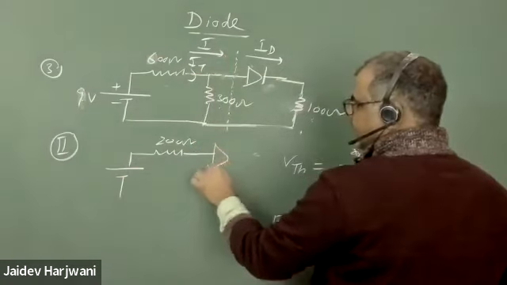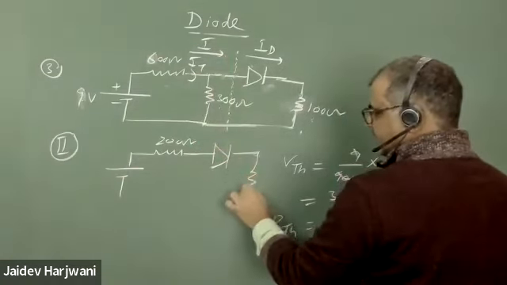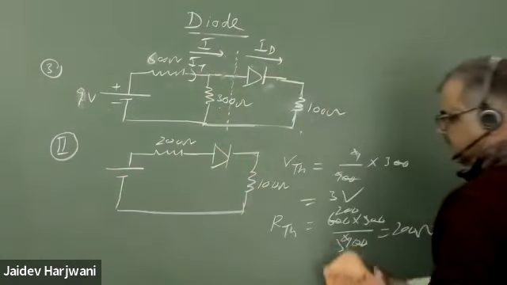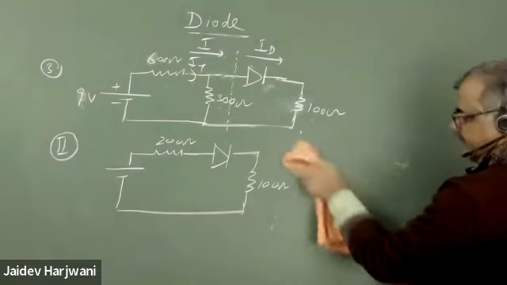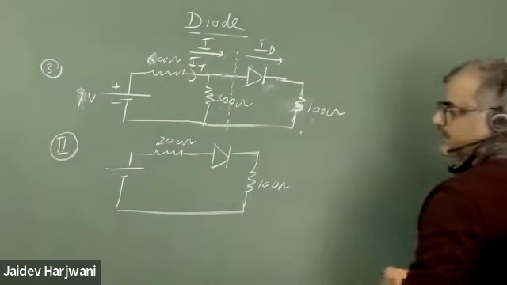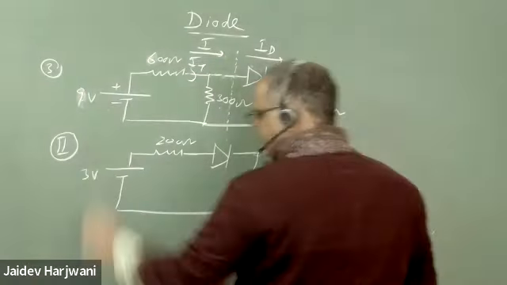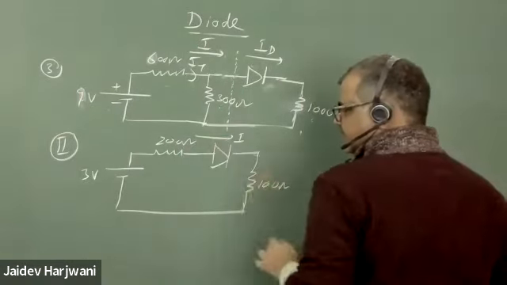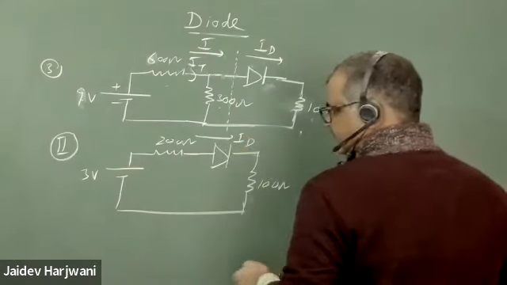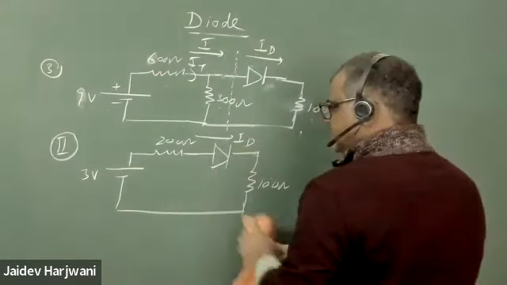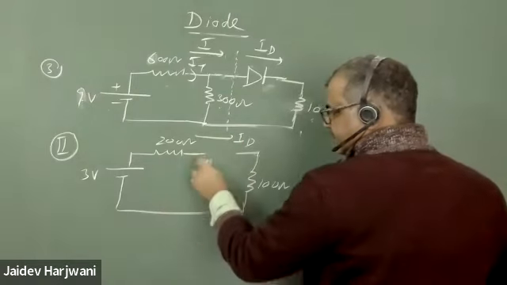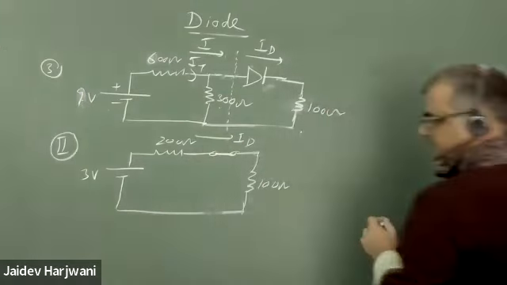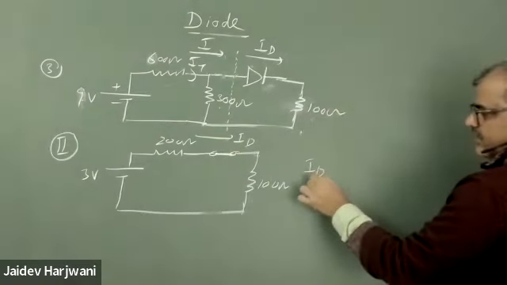And then we have a diode, and then we have a 100 ohm resistance. So this is my 3 volt battery. Now again same thing, you want the current ID in the circuit. This is now forward bias, so you can replace it by a short circuit, isn't it? And again if you calculate, ID will come what?